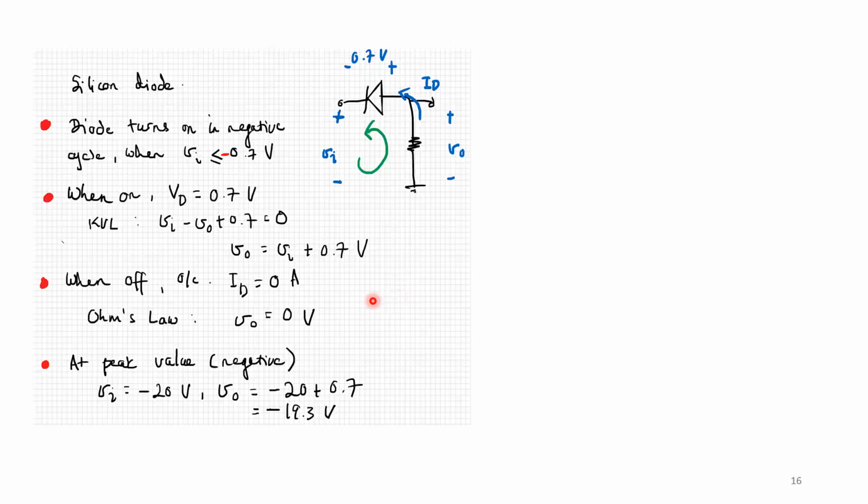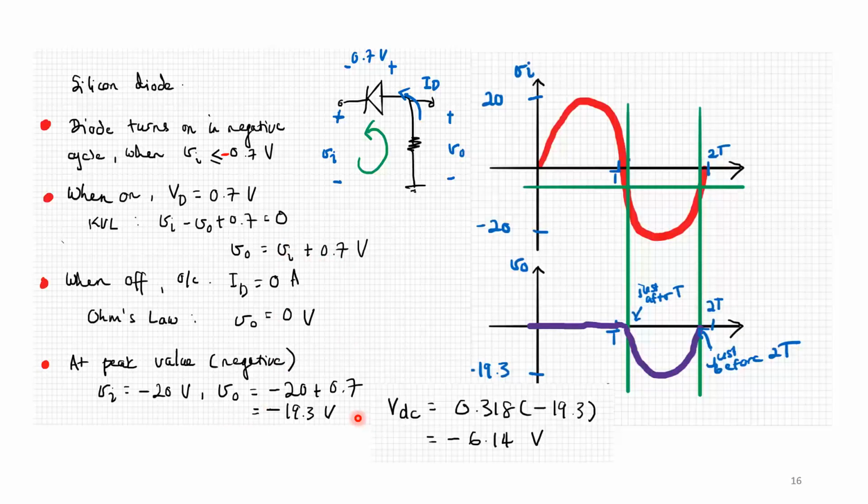And when it's off, it's an open circuit. The diode current is 0 amps, and when I do Ohm's law at the resistor for V out, I get V out equals 0 volts. So at the peak value, when Vin is negative 20 volts, V out is going to be negative 20 plus 0.7, which is negative 19.3 volts. So this is how it's going to look.